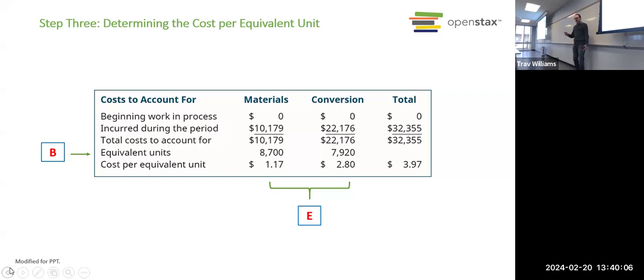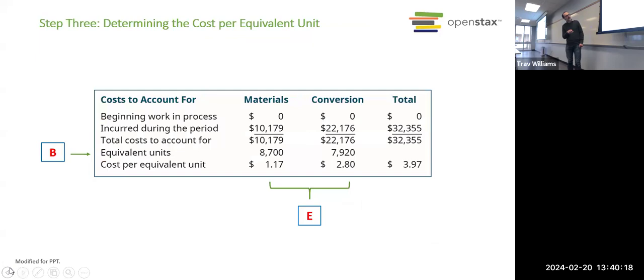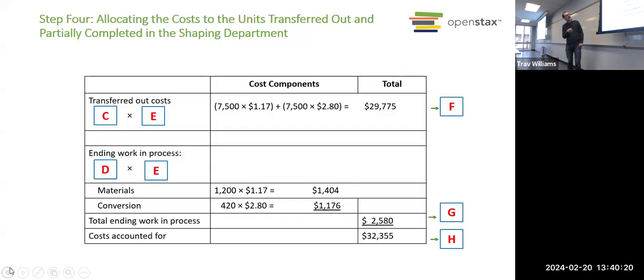Okay, so now we can take those costs per unit and figure out the cost of everything that got transferred out. We transferred out 7,500 units, right? So 7,500 units times the material cost per unit plus 7,500 units times the conversion cost per unit gives us a total cost of what got transferred out to the next department.